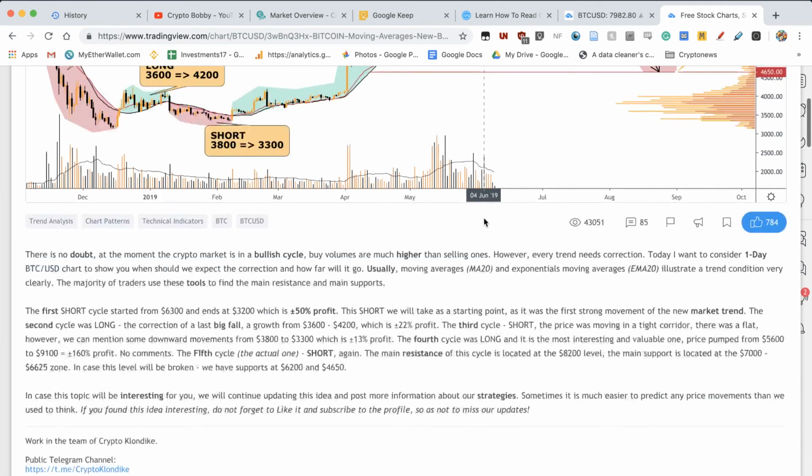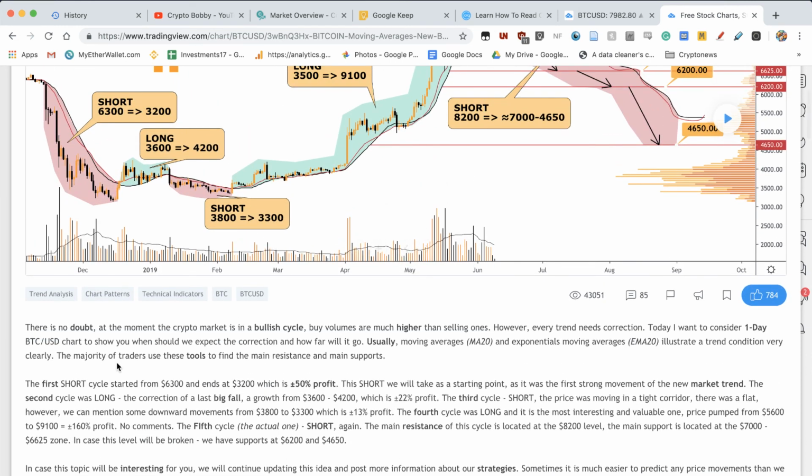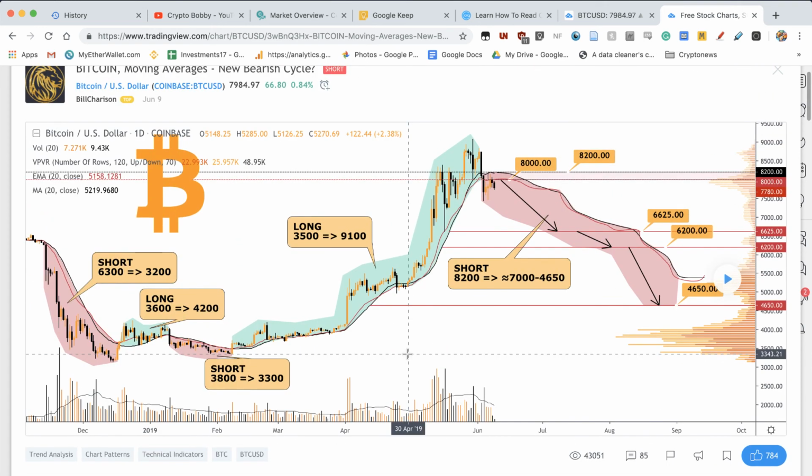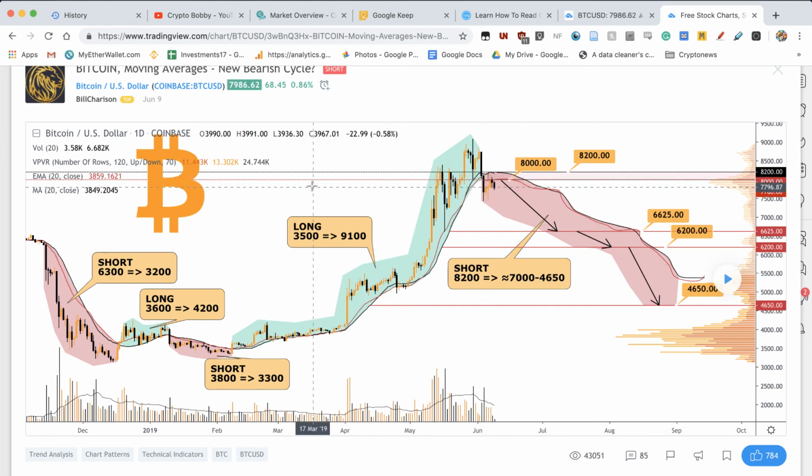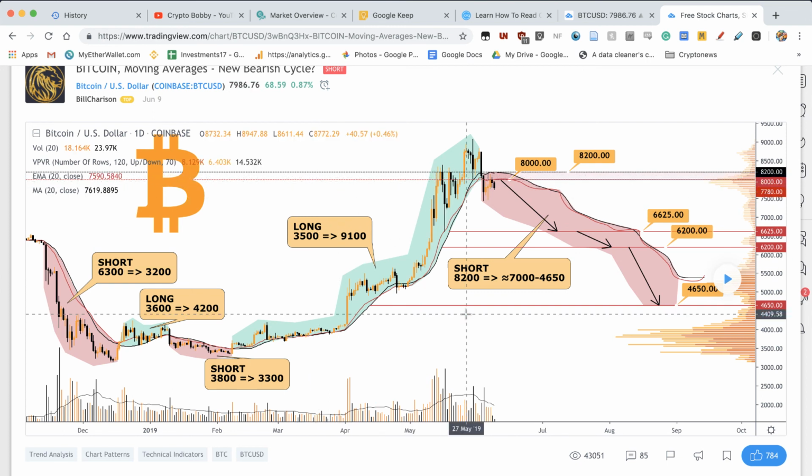They will be talking about many different topics, and they use terminology which is very important in technical analysis. So here there's a good example from Bill Charlson where he's using exponential moving averages, and he's saying where he believes the price will bounce. He's got some support and resistance lines drawn in and so on.